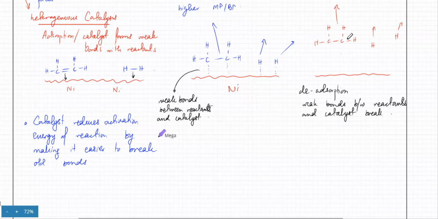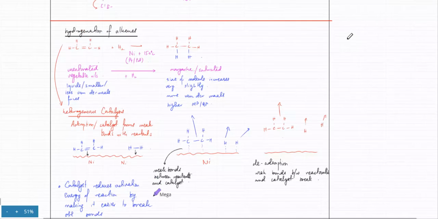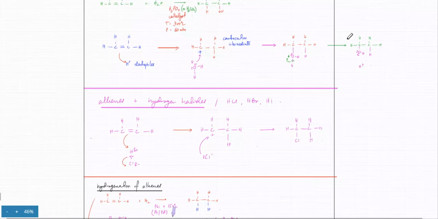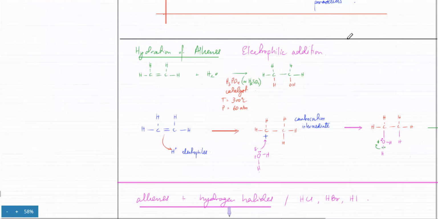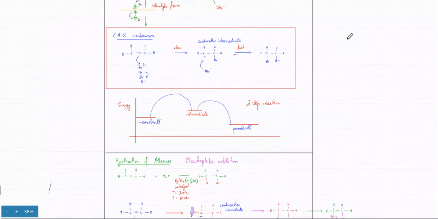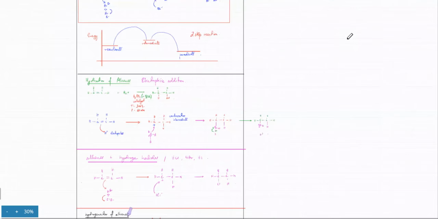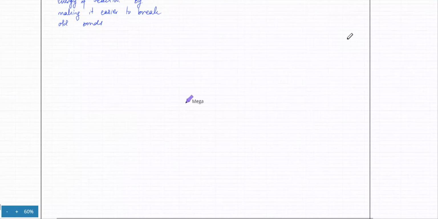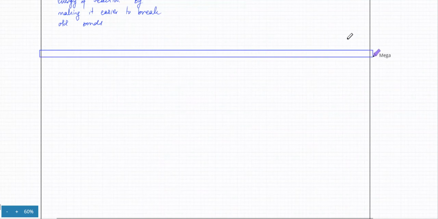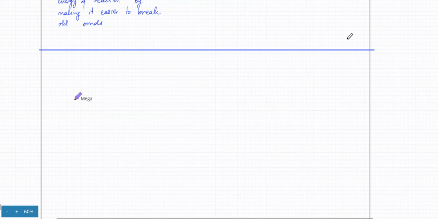Now, there's a thing that we're going to study. We did four electrophilic addition reactions: hydrogen halides, hydration with water, and bromination. So we're done with four. Now, one thing that we're going to study is what would happen if your molecule is unsymmetric. So, unsymmetric alkenes and the addition reactions.